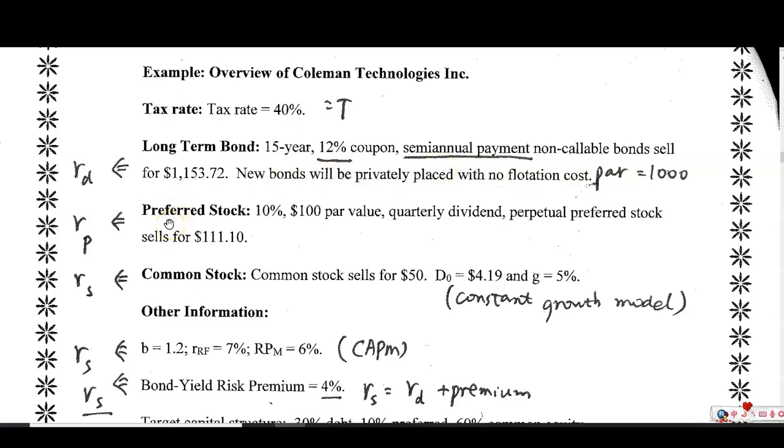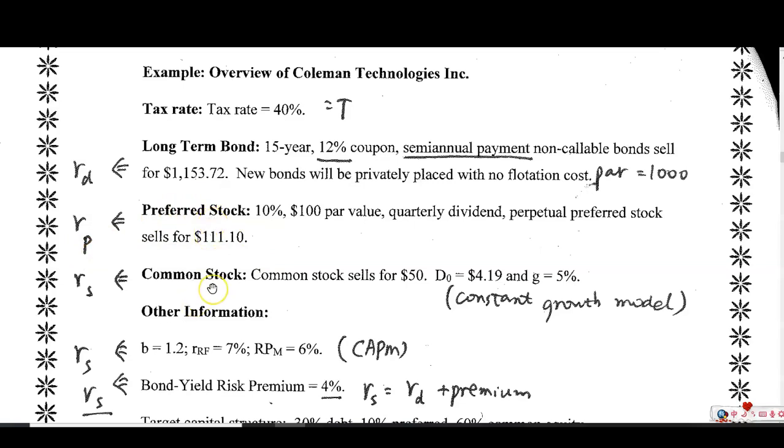The preferred stock issued by this firm is a 10%, $100 par value, quarterly dividend perpetual preferred stock, selling for 111.1. So we know the preferred stock price. We know that the par value is 100. We know the dividend rate is 10% and it's a quarterly dividend, a perpetuity. We're going to use all this information to calculate the cost of preferred stock, or the return of the preferred stock.